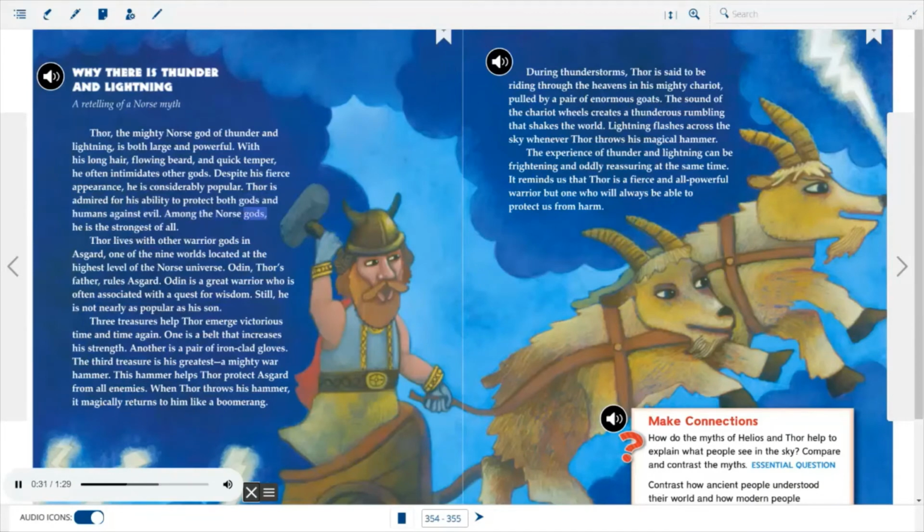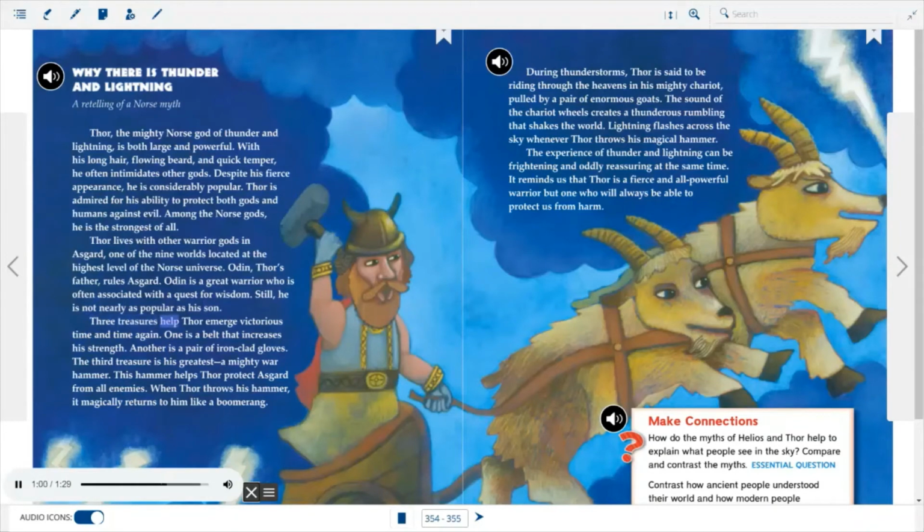Among the Norse gods, he is the strongest of all. Thor lives with other warrior gods in Asgard, one of the 9 worlds located at the highest level of the Norse universe. Odin, Thor's father, rules Asgard. Odin is a great warrior who is often associated with a quest for wisdom. Still, he is not nearly as popular as his son.